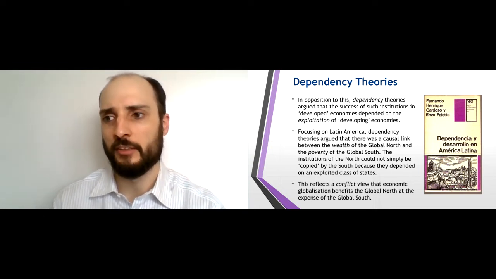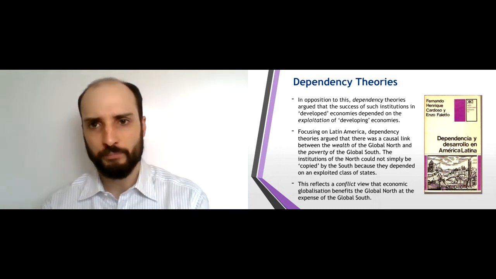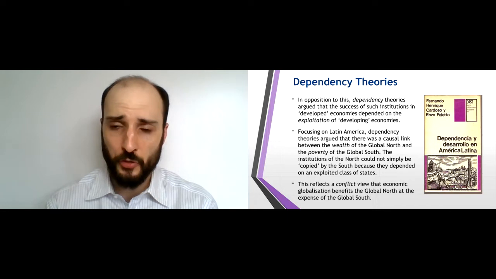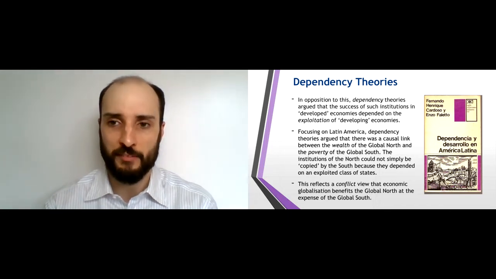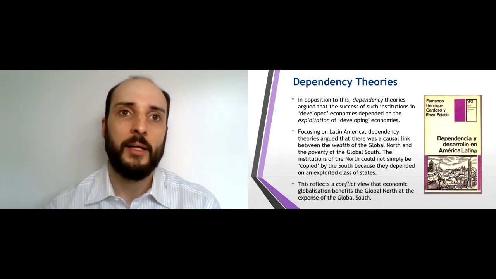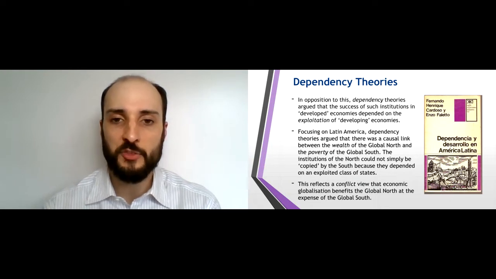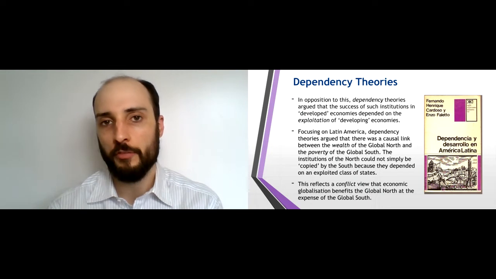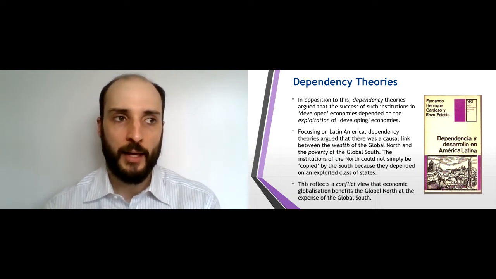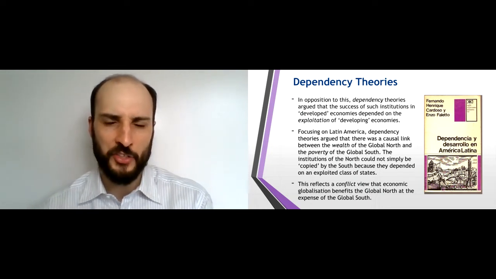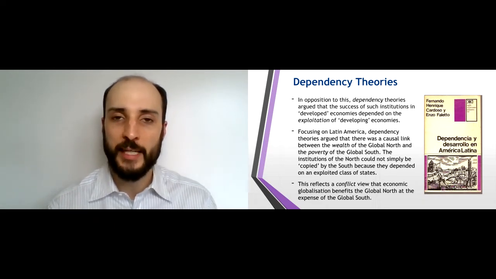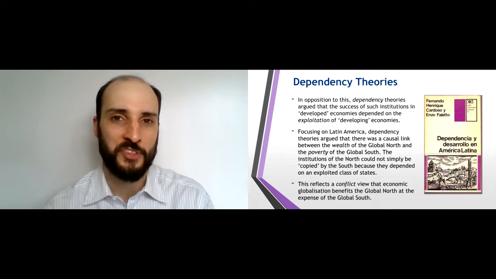Some of its major figures include, the book I've written here is by Fernando Cardoso, Dependency and Development in Latin America. And one of Cardoso's key ideas was that there was essentially this causal link between the wealth of the global north and the poverty of the global south. And some dependency theories had a very strong idea of this, that essentially as wealth grew in the global north, it would cause greater impoverishment in the global south.